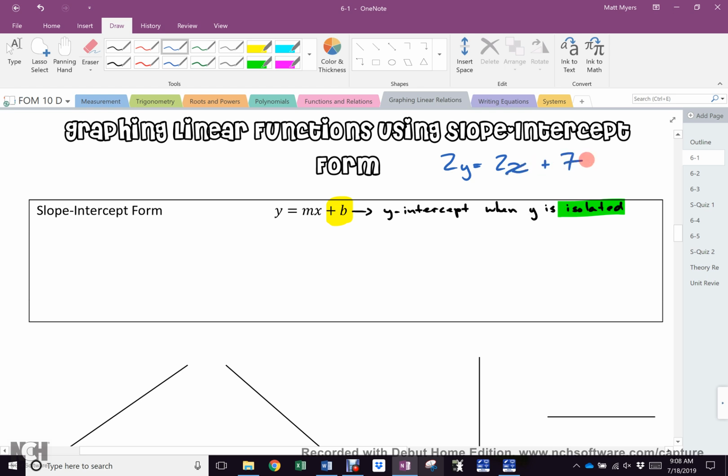What's the y-intercept there? You cannot tell me yet. Why? Because y isn't isolated. Is everybody good? Okay. What is the y-intercept here? Can you tell me right now without doing any more work? No. Why not? Because y isn't isolated. Is everybody cool? As long as y is by itself, whatever that number is, that's the y-intercept.